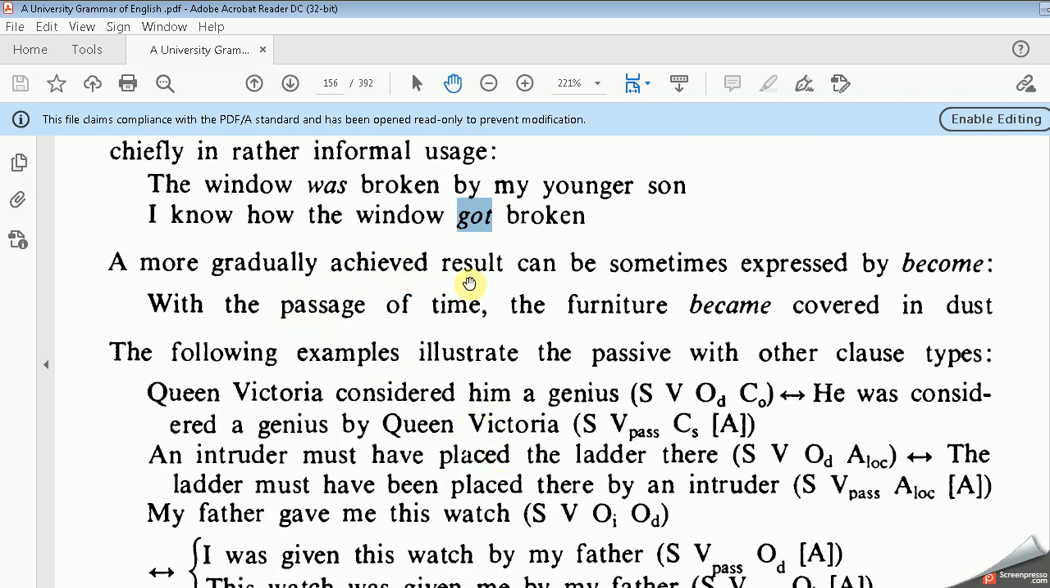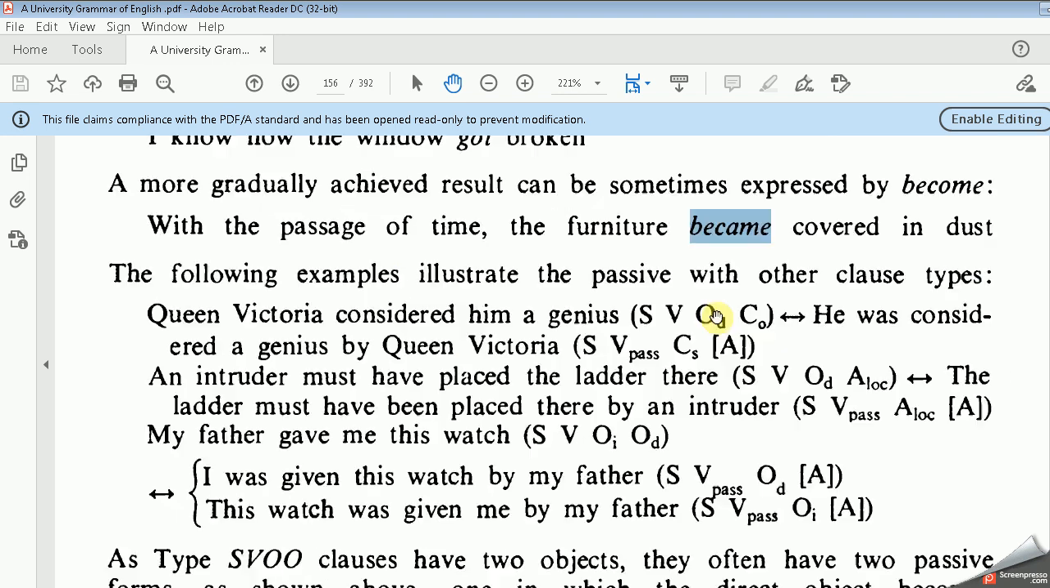A more gradually achieved result can sometimes be expressed by become. With the passage of time, the furniture became covered in dust. So using become here is one of the types of converting or using transformational relations.